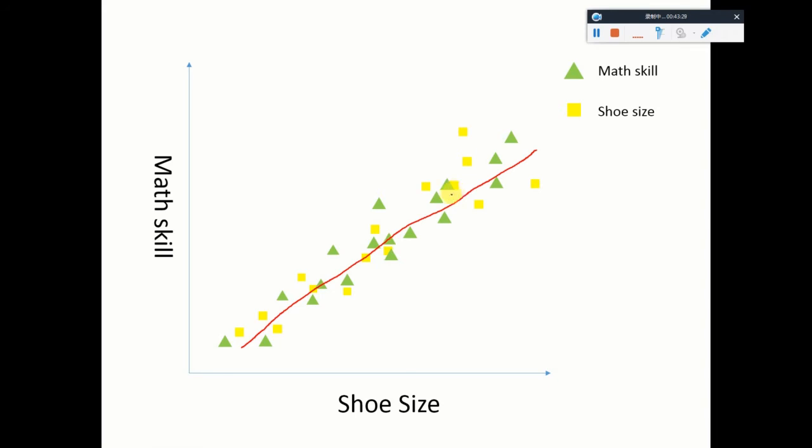That is, once we introduce a third variable, age in this case, and once we start to examine the correlation between math skill and shoe size at every level of age, we will see whether this positive correlation will still exist or be gone. So to do that, we need to introduce the third variable, age, into this graph.